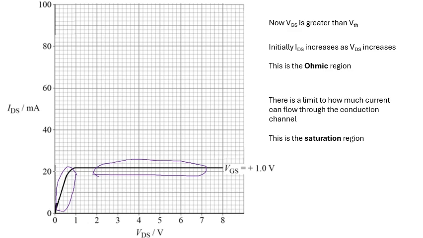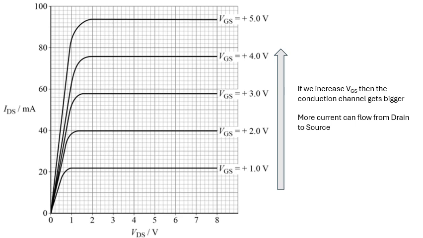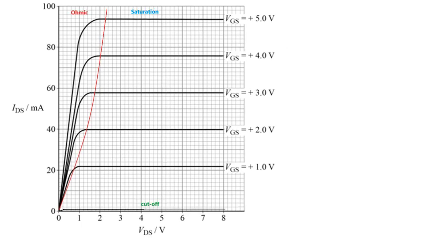How do we make the conduction region bigger? Well, what we do is we make VGS bigger. And if we make VGS bigger, then the conduction channel gets bigger, so more current can flow. So we have our ohmic region, our saturation region, and our cutoff region.